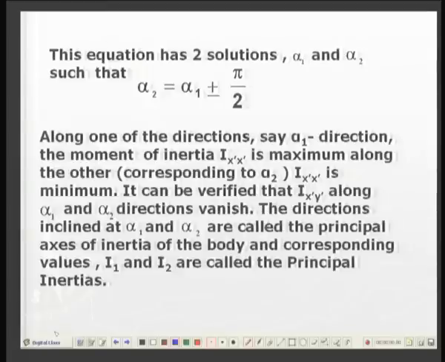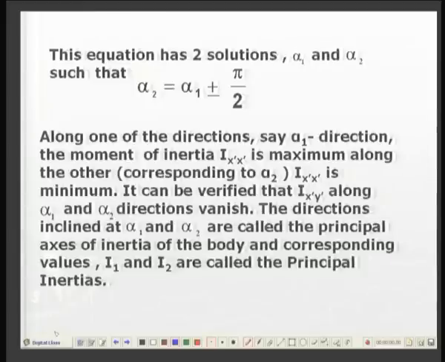So, I will get two values satisfying that equation for tangent 2 alpha, and these two roots of the equation will be separated by pi by 2, 90 degrees. 2 alpha will be separated by 180 degrees, first and the third quadrant or second and the fourth quadrant are apart from each other by 180 degrees. So, it means alpha 2 will be equal to alpha 1 plus minus 90 degrees or pi by 2.